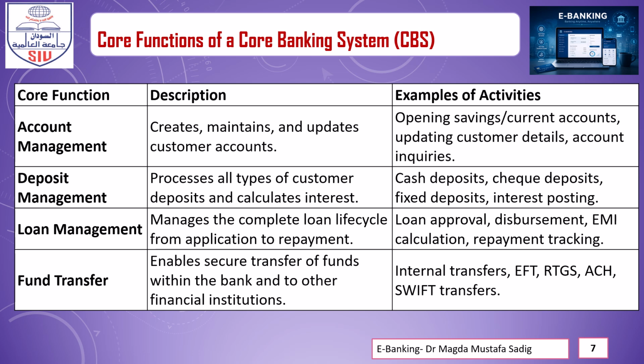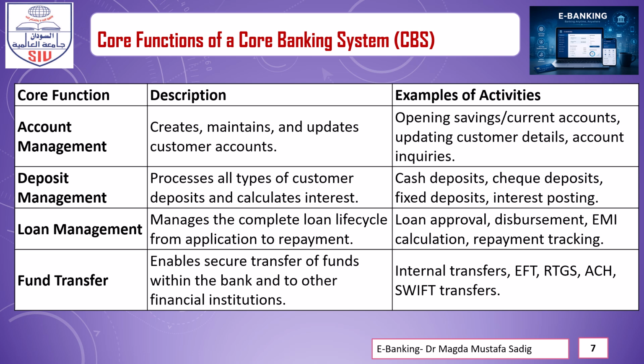Imagine a customer visits the bank to open a savings account. Instead of completing everything manually, the bank employee enters the customer's information into the core banking system. The system immediately creates the account, assigns an account number, stores the customer's details, and makes the account available across all branches and digital banking channels. This process takes only a few minutes because of automation.